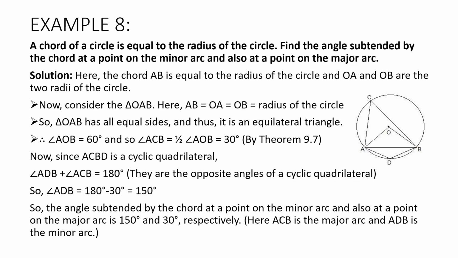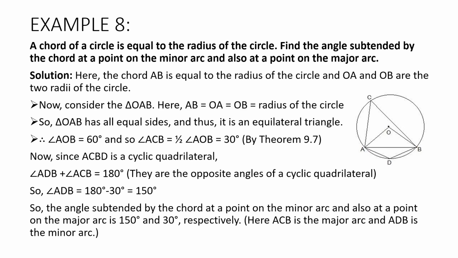So all the three angles will be 60 degree. Hence angle AOB is 60 degree. Now recall an important theorem, theorem 9.7, which says that angle subtended at the center is double the angle on any other point. So AOB is the angle subtended at the center. So AOB is 2 times ACB. That means ACB is half of angle AOB, which is equal to 30 degree. So we have got that angle ACB is 30 degree.